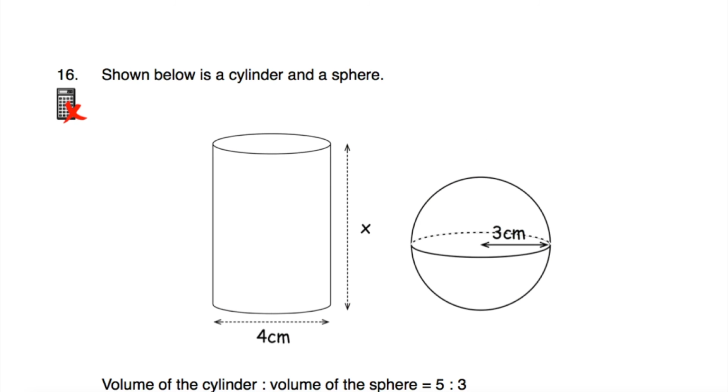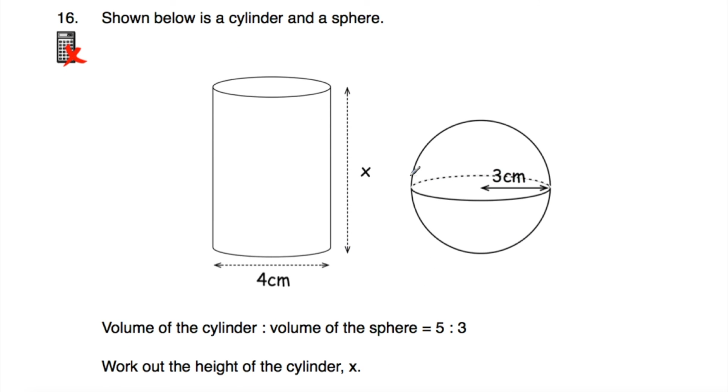So question number 16. We've been given a cylinder and a sphere, and it's a non-calculator question, so I'm putting down the calculator. It says the ratio of the volume of the cylinder to the volume of the sphere is 5:3, and we've been asked to calculate the height of the cylinder, x.